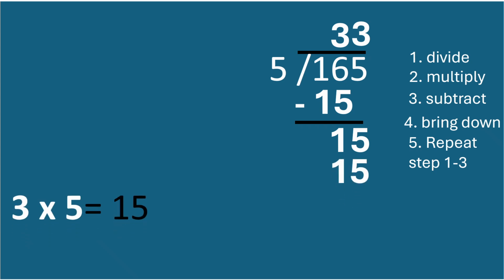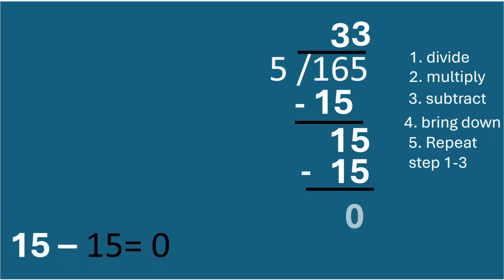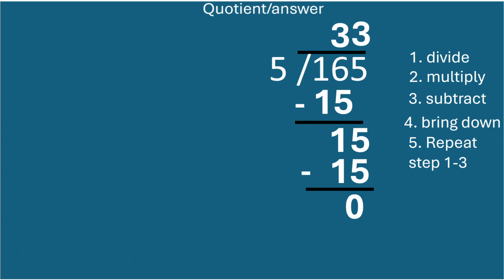So we got 15. Place 15 under 15. Then subtract. 15 minus 15 is equal to 0. Finally, we have our quotient 33 and its remainder 0.